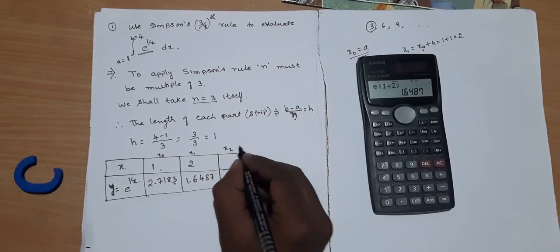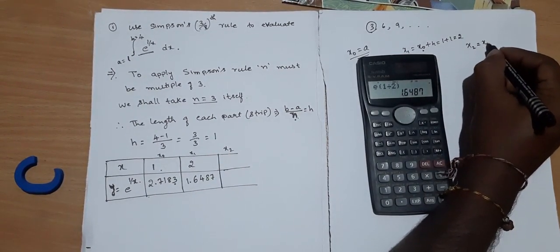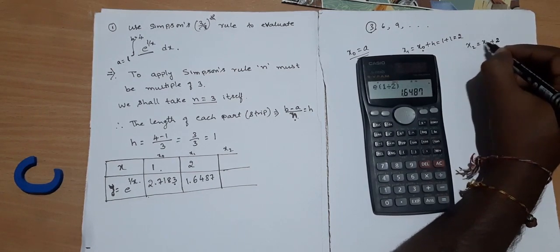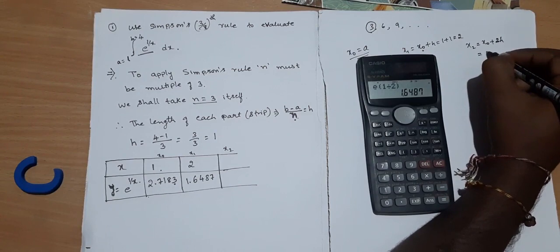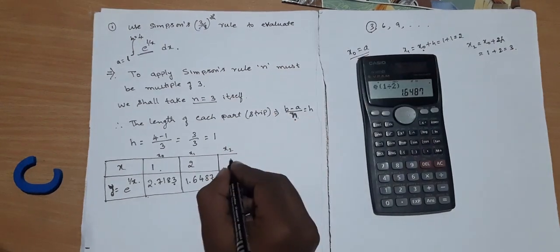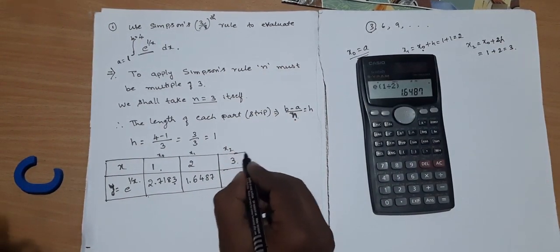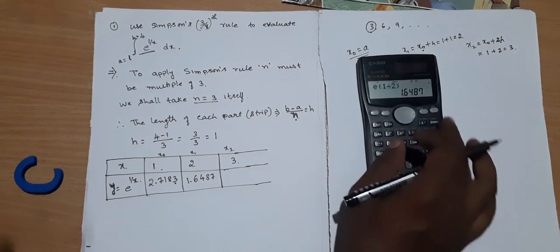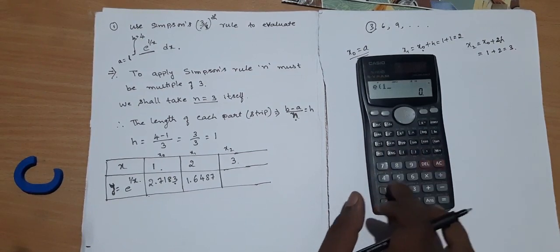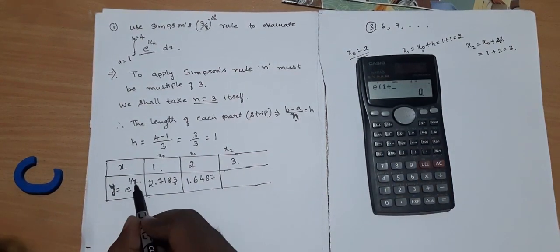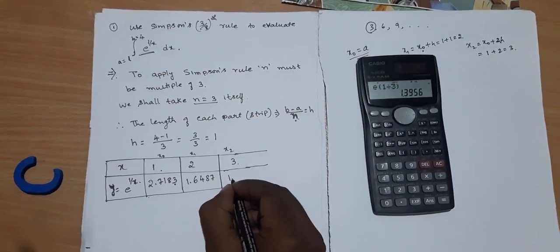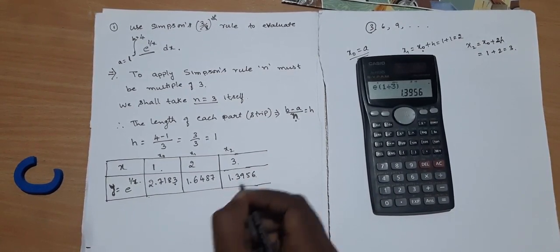And here x2. x2 equals x0 plus 2h. x0 value is 1 and h value is 1, so 1 plus 2, we get 3. Now shift e to the power of 1 divided by 3, putting x equal to 3. The answer is 1.3956.